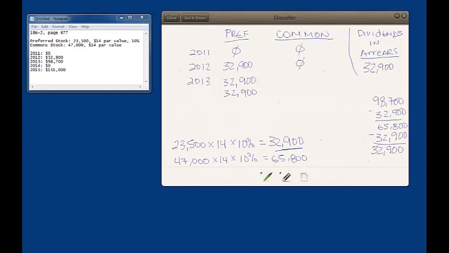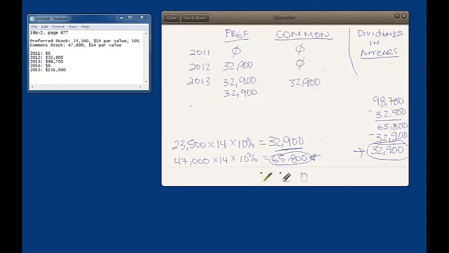Okay, so we move on to step two, which we determined was $65,800. Remember this? Unfortunately, we don't have enough left to cover that amount, so the common stockholders just receive the $32,900. Even though this is what we calculated, there's just not enough money, so they just get whatever's left. Common stock is not cumulative, so the common stockholders aren't entitled to any more than whatever's left. And at this point, we don't have any dividends in arrears. We took care of this.